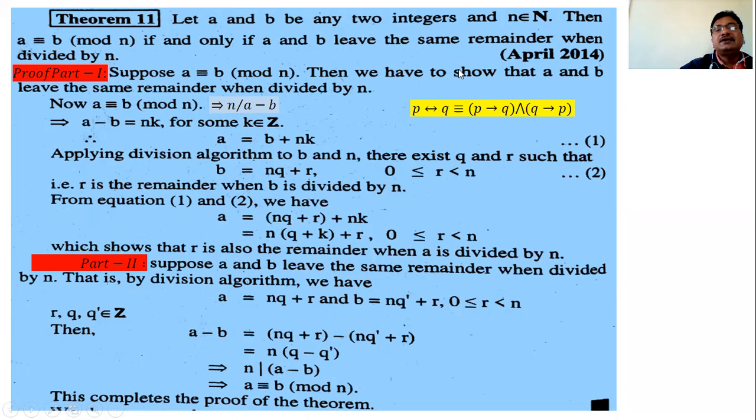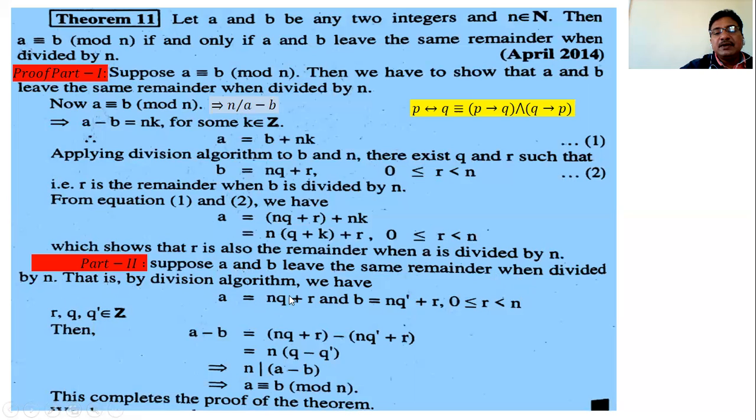Then in part 2, assume that A and B leave the same remainder when divided by n. And what do I have to show now? We have to show A is congruent to B modulo n in part 2. So the assumption is what? Suppose A and B leave the same remainder when divided by n. And what do I have to show? A is congruent to B modulo n. So what do we have? The meaning of this statement is what? A and B leave the same remainder when divided by n.